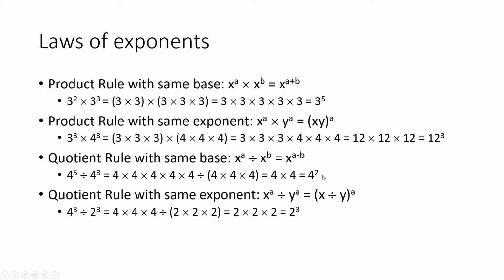As you might have guessed, there's also a quotient rule when you have the same exponent. x to the power a divided by y to the power a is x divided by y all to the power a. Here's an example. 4 cubed divided by 2 cubed. So divide each one out, you get 2 times 2 times 2, 2 to the power 3. That's 4 divided by 2 is 2, and we've kept the cube exponent.